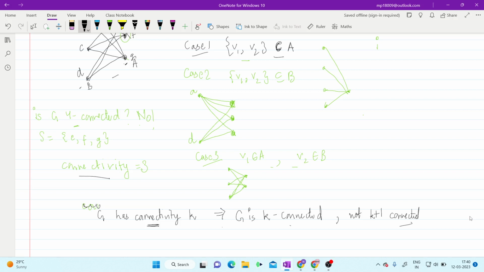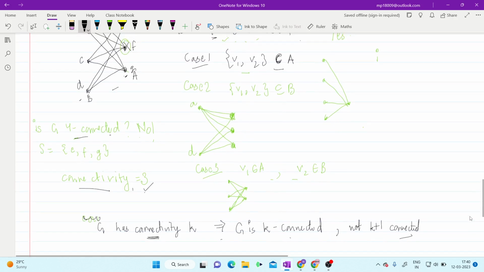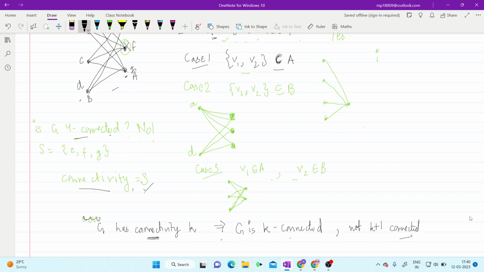So we see that G is 3 connected, but G is not 4 connected. Therefore, the maximum K for which G is K connected is 3. Is it clear?